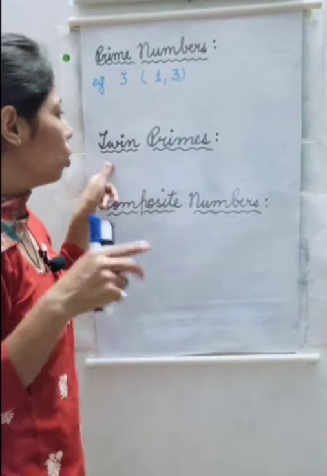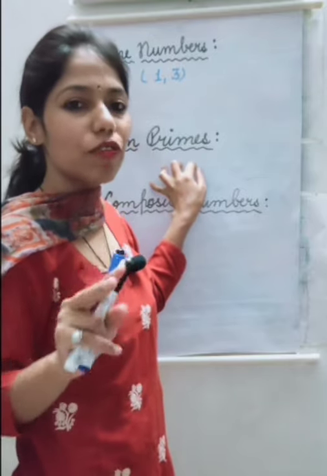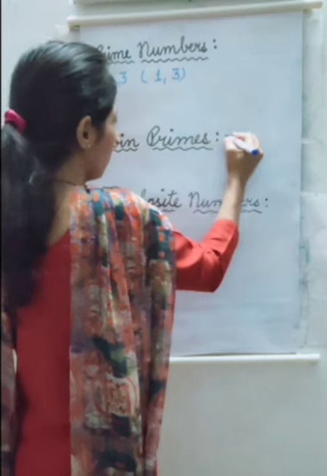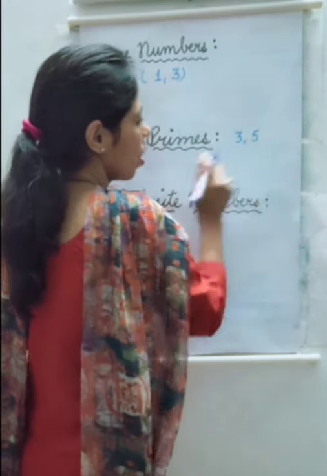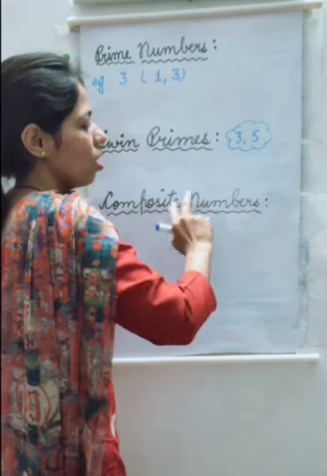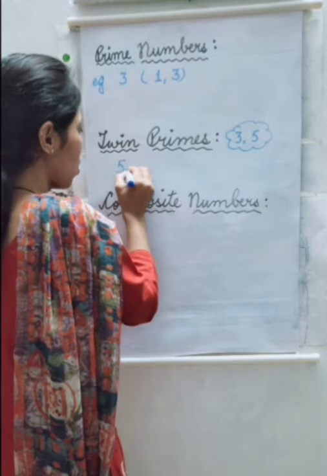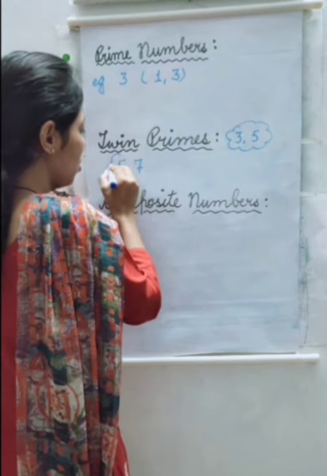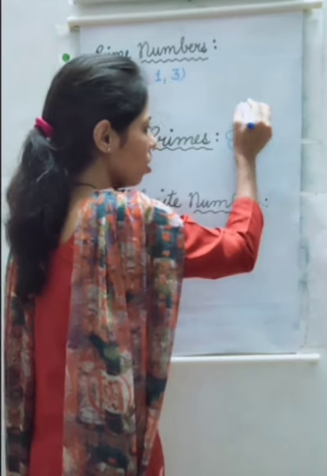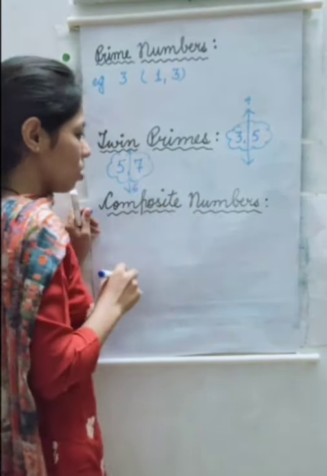And the second point is twin primes. These are prime numbers only, but there is a difference of 2 between the numbers. For example, 3 and 5. We can say these two are twin primes because they have a difference of 2. And one more example, 5, 7. These two are prime numbers. It means in between these two there will be one composite number. Like here 4 is there, in between 5 and 7, 6 is there.